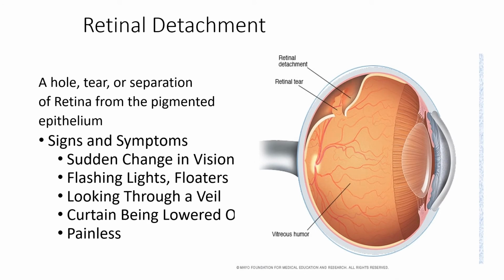Retinal detachment is a tear or separation of the retina from the pigmented epithelium. Signs and symptoms are going to be a sudden change in vision. You're going to have flashing lights or floaters. Some of them link this to cobwebs. Some say it's as if they're looking through a veil. Some say it's as if a curtain is being pulled over their vision. This is usually painless.